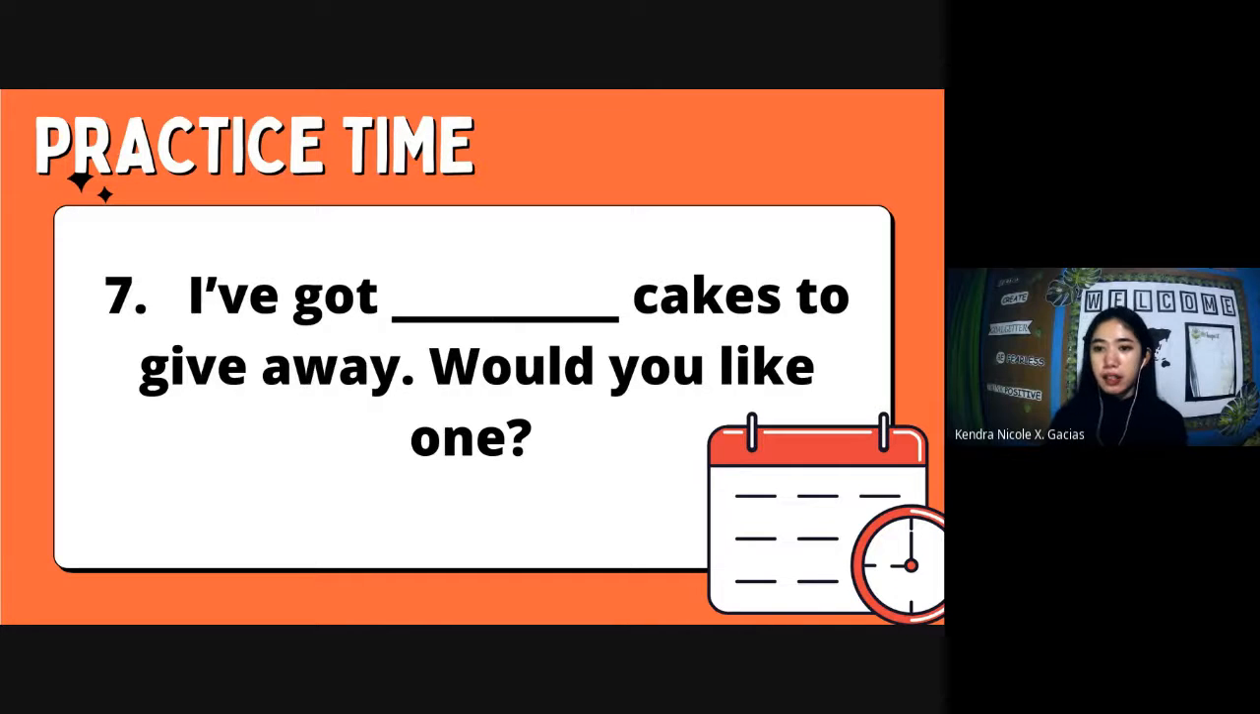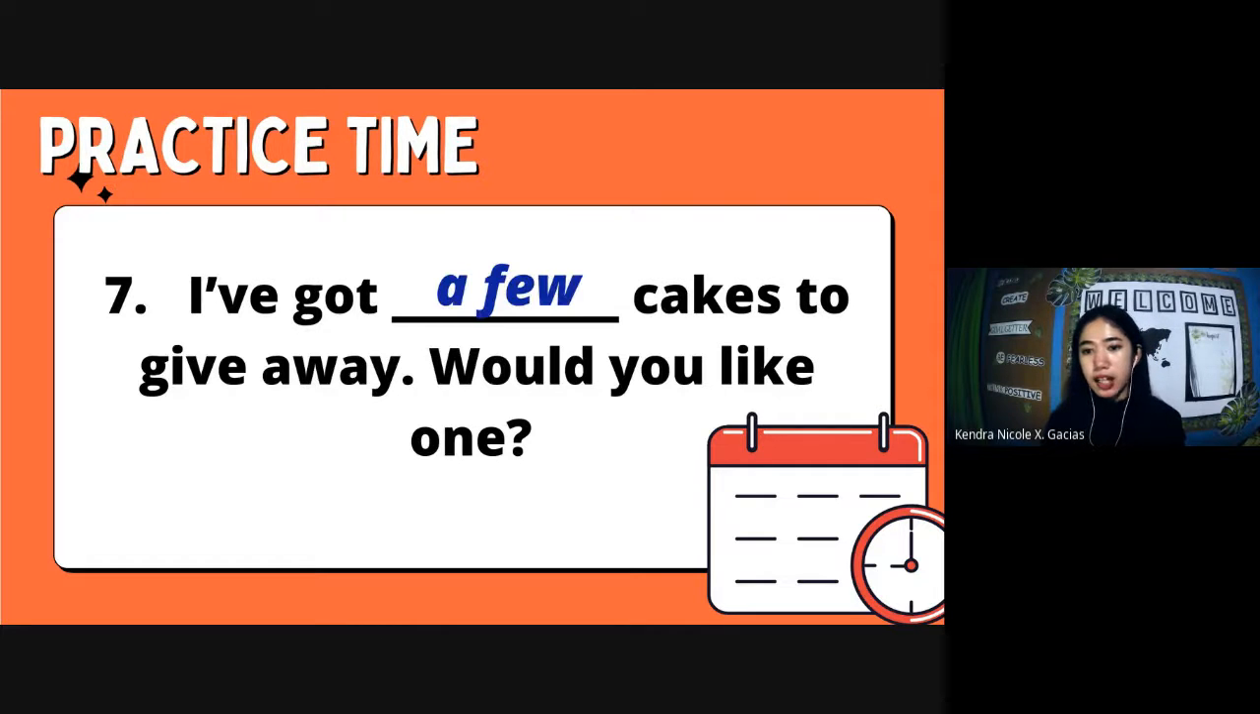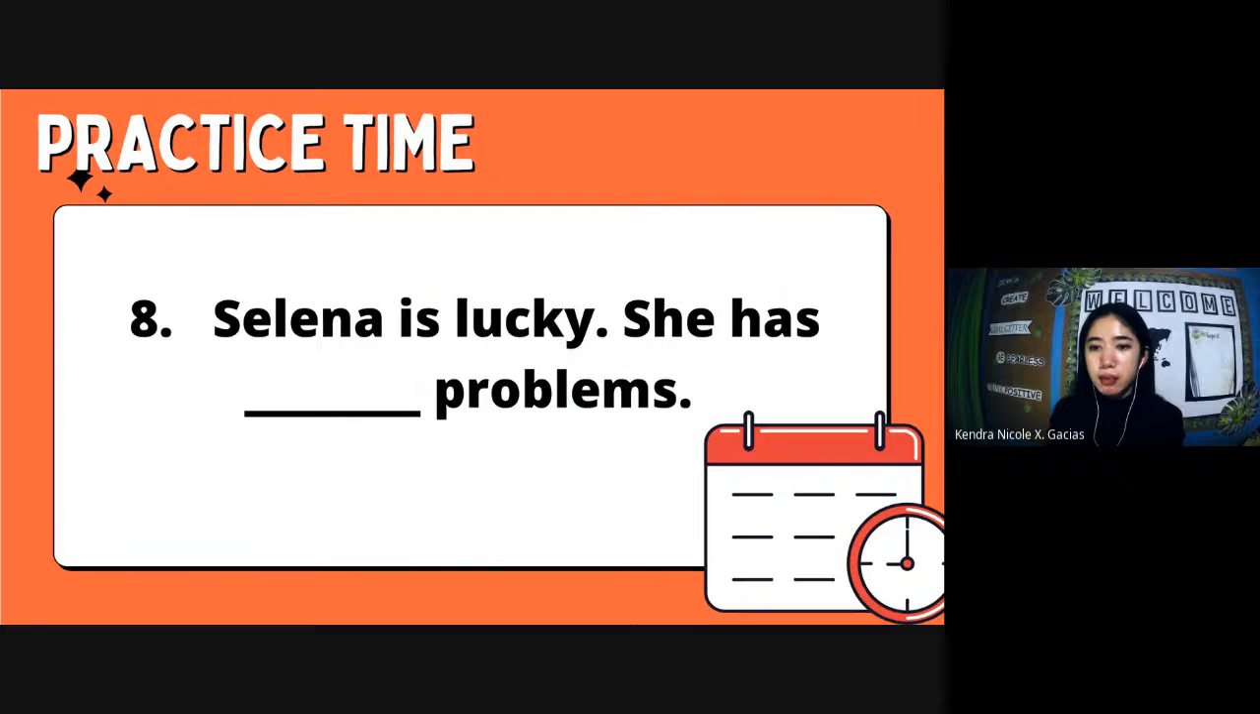Okay. Let's see if your answer is correct. A few. Very good. So you are right. A few is the right answer for this item. So the word cake here is a countable noun, and there is enough amount of cake to share some. Thank you, Mena. And now, proceeding to the next number.